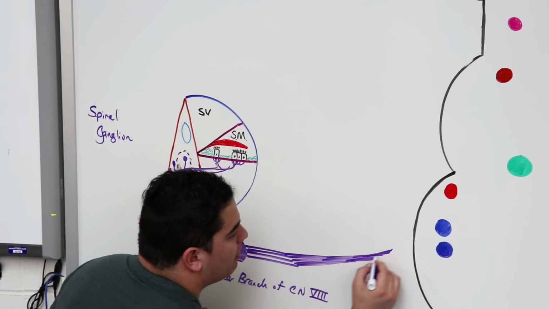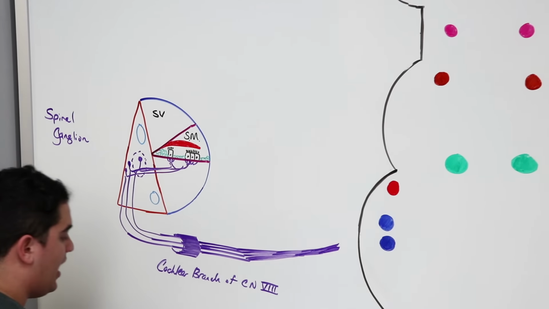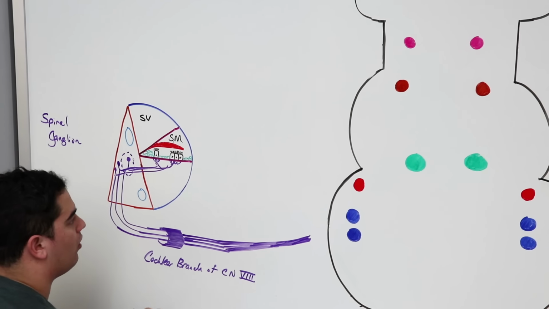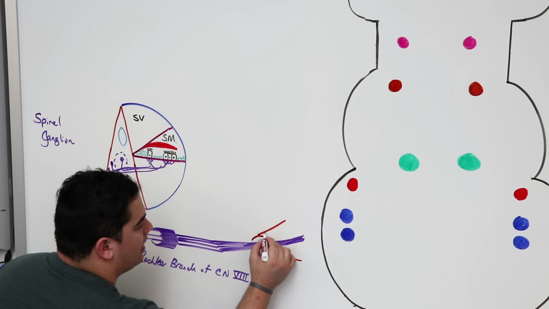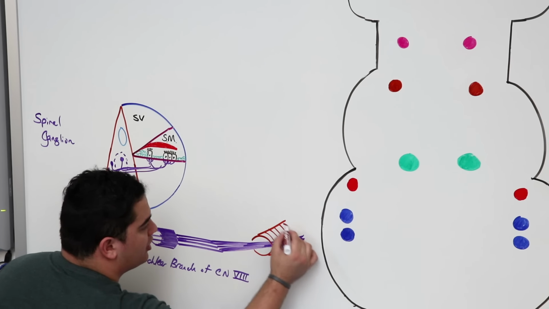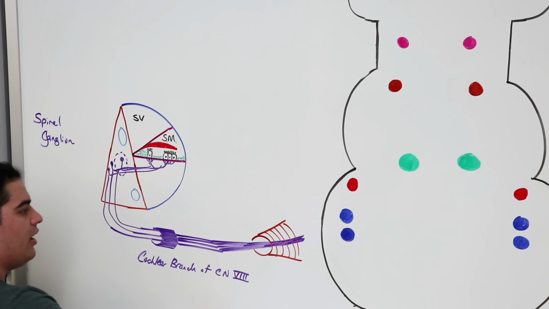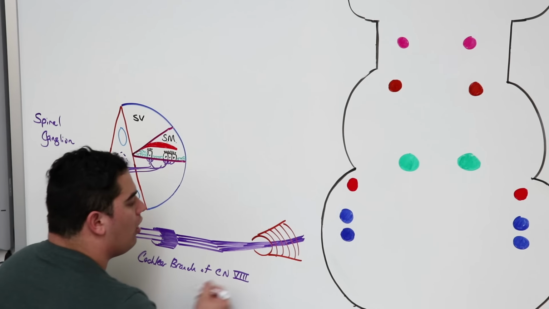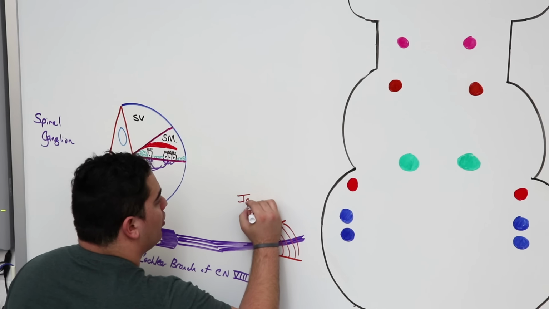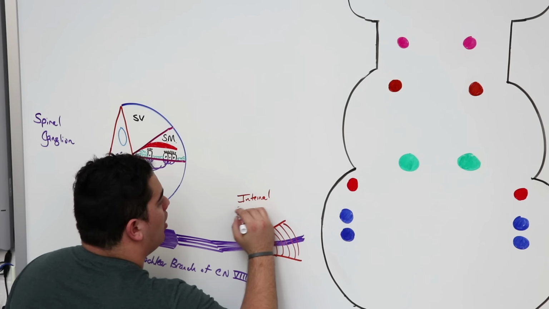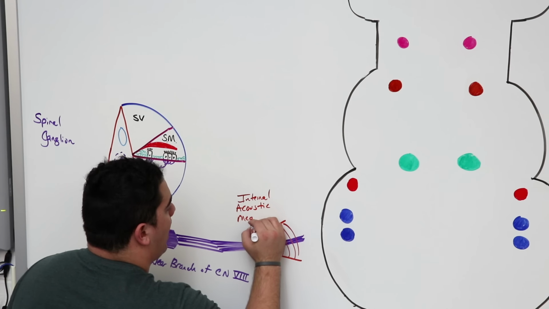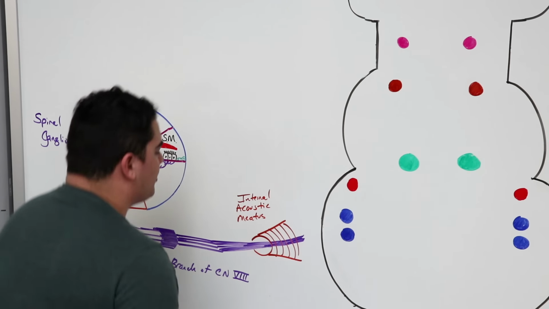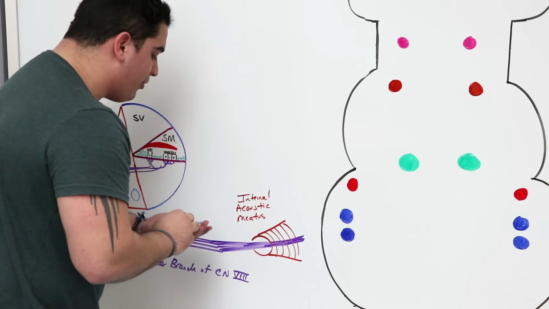So what happens is this guy starts moving towards the actual pons medulla junction. But in order for him to be able to get there, he has to go through a hole within the skull, specifically right around the actual temporal region, or the petrous part of the temporal bone. They call this hole the internal acoustic meatus or canal.